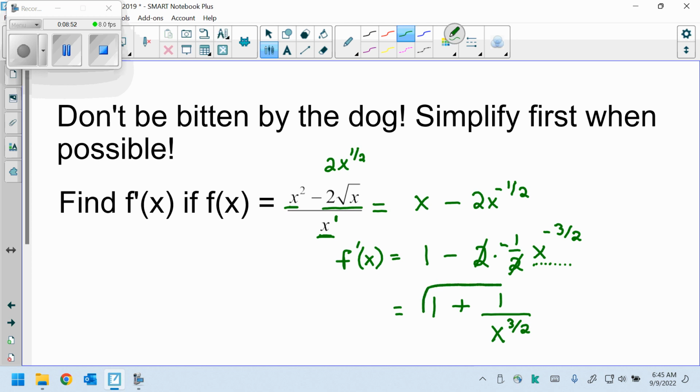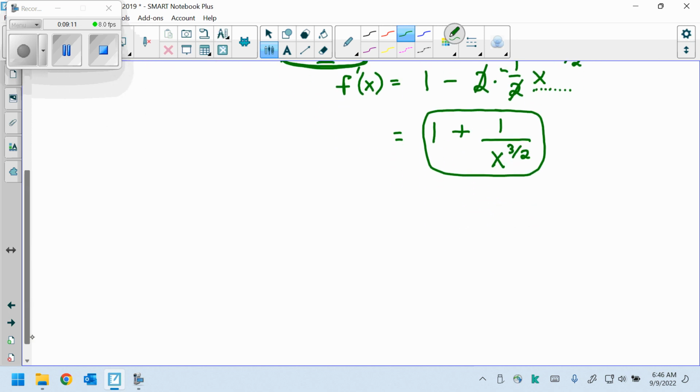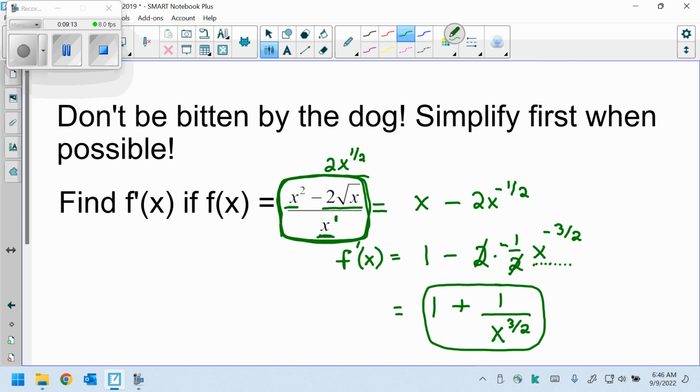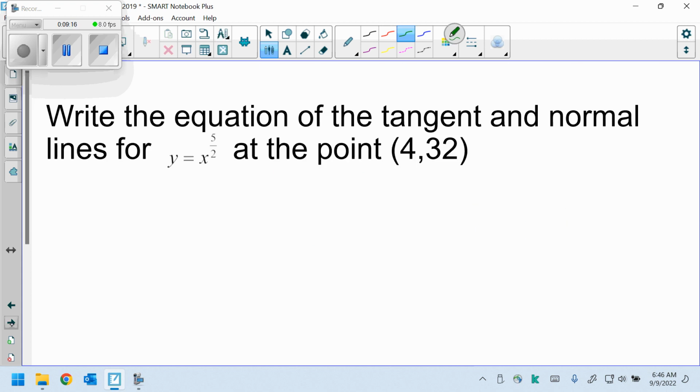That would be the slope of this function at any value of x. So if I'm asked to write the equation of a tangent line, I now know how to find the slope. Well, let's write the equation of a tangent line and a normal line. We're going to have to talk about normal line, I'm sure. Let's focus our attention on tangent line.